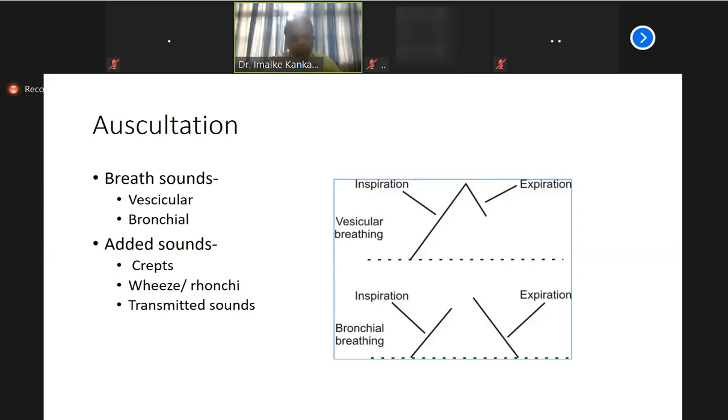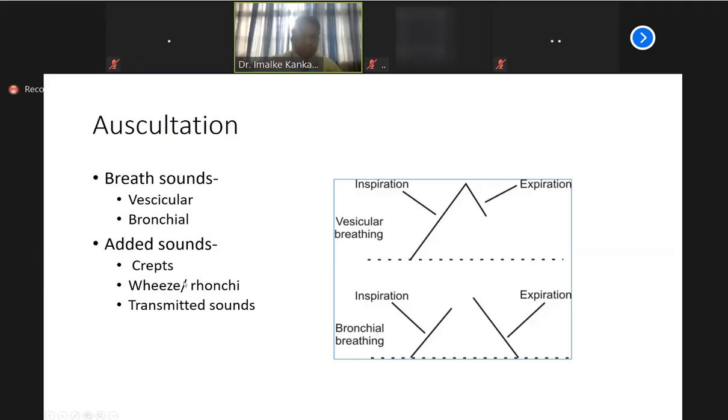So vesicular breathing and bronchial breathing. So most of the time in children, bronchial breathing is not heard. In vesicular breathing, expiration is shorter than the inspiration. There's no gap in between, but in bronchial breathing, expiration is longer or equal compared to the inspiration, and there's a gap.